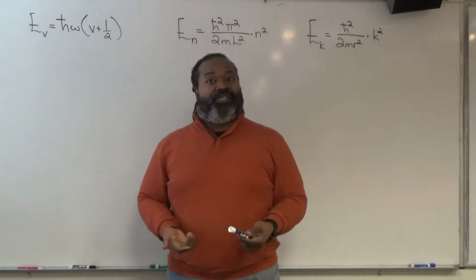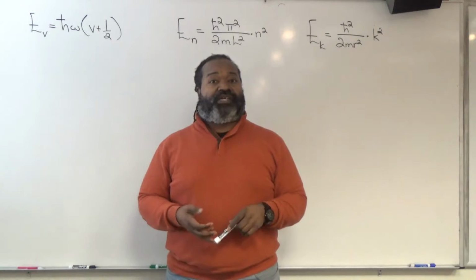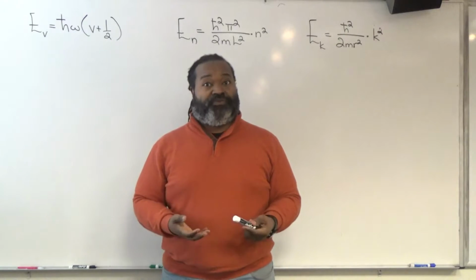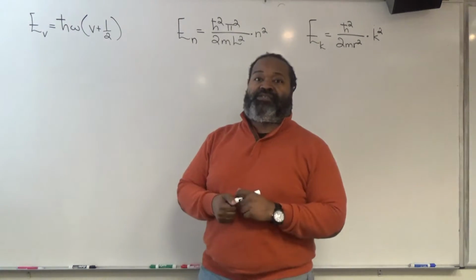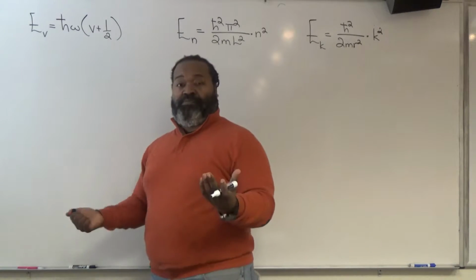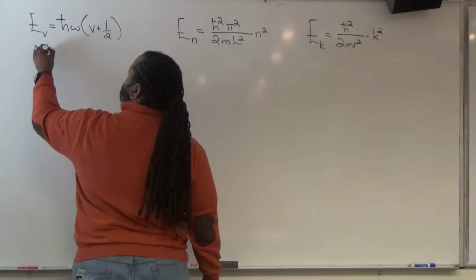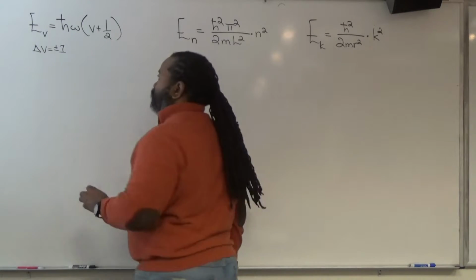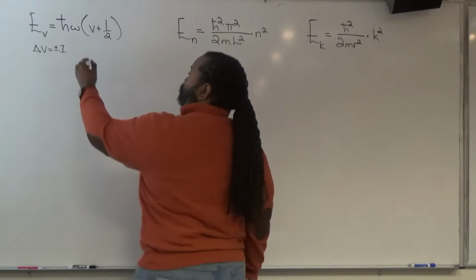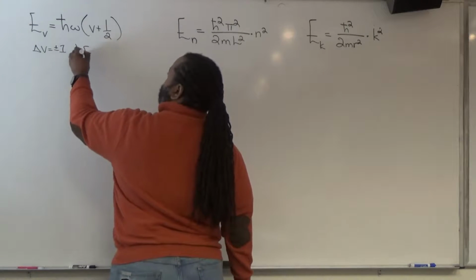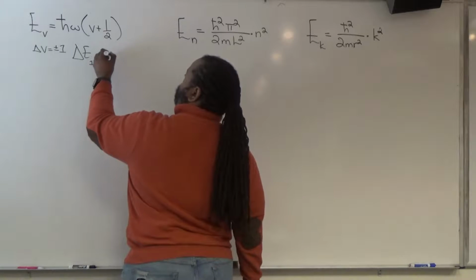And so what we would need to do when we think about our energy transitions as used in spectroscopy is, what does the selection rule tell us? So the selection rule for the harmonic oscillator says that the delta V must be positive or negative 1. So that means that we could write a delta E for going from, say, V equals 1 to V equals 2.